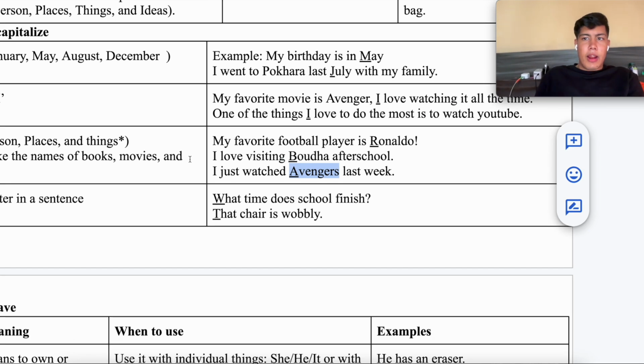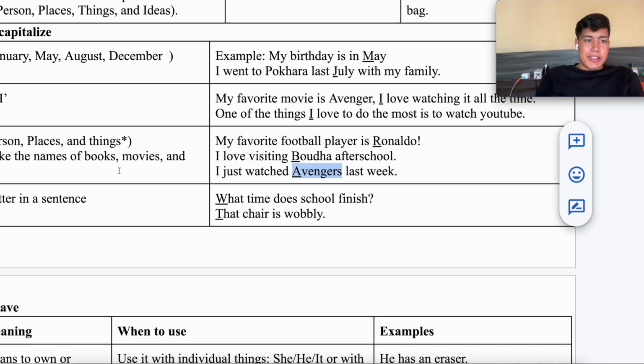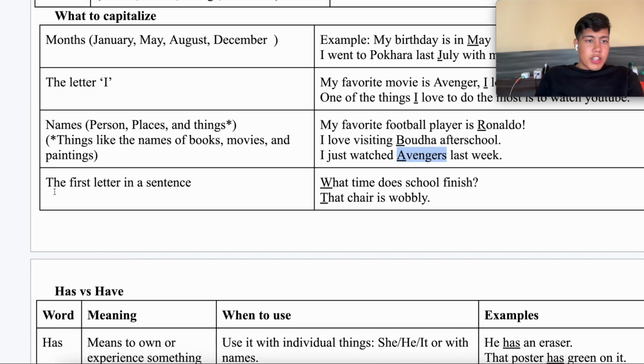Now, what is not capitalized? Let's talk about this. I'm talking about something like an eyeglass case. We wouldn't capitalize eyeglass case unless it was the first word of a sentence. We wouldn't capitalize bag. We wouldn't capitalize backpack. We wouldn't capitalize pencil because those are not unique things. Now let's talk about this next one.